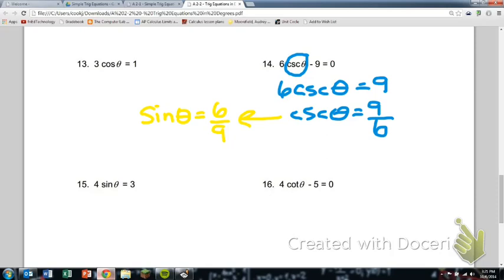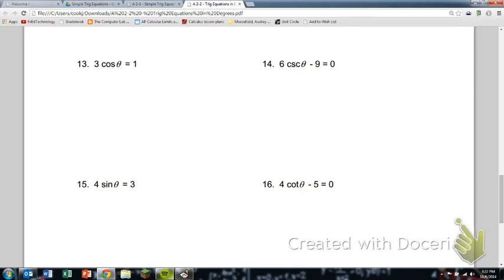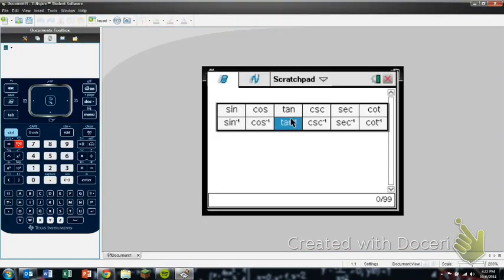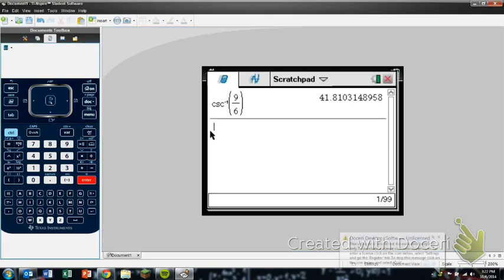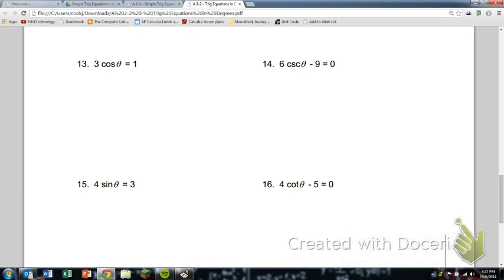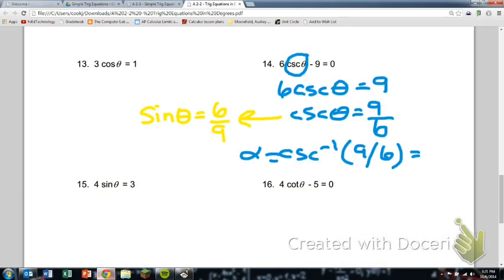So once you get the trig ratio by itself, then you use the inverse function. So we're going to do the inverse of cosecant to get the reference angle. All right, so the inverse of cosecant. All right, so you press the trig button, inverse of cosecant, 9 over 6. Right, so 41 or 42, if we're rounding to the nearest decimal. Right, so 42, I think is what I said. All right, so that's the reference angle.